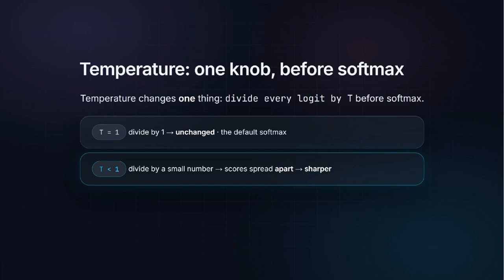Low temperature makes the model focused, confident, and repetitive. At T near 0, it's called greedy decoding.